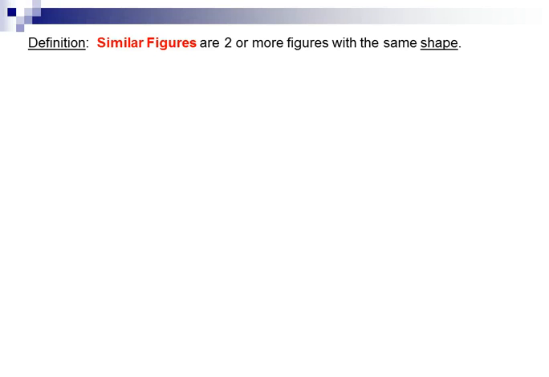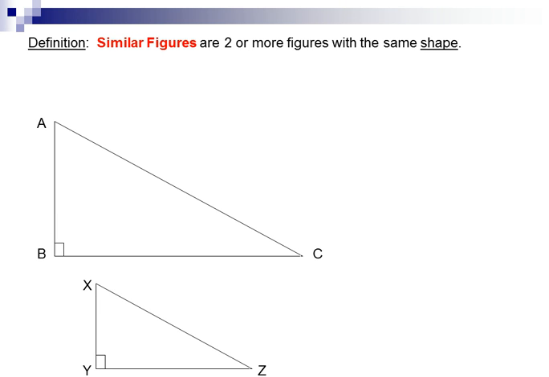First, we have a definition. Similar figures are two or more figures with the same shape. An example of that is what we have on the screen here. We have two figures which are triangles, and they are both right triangles, and they have the same shape. So these are similar figures.